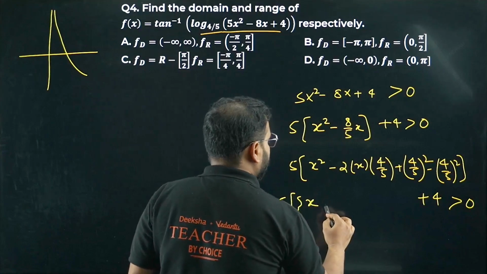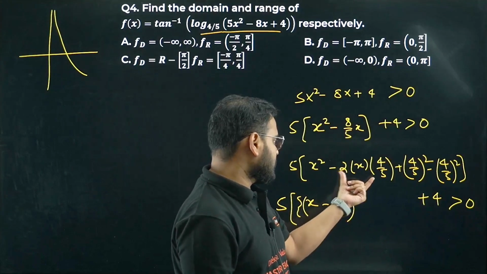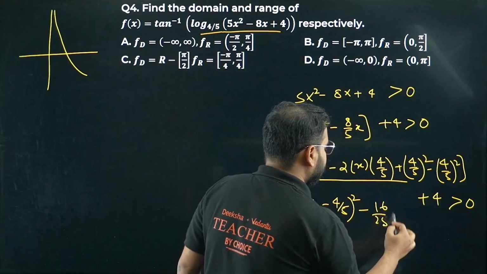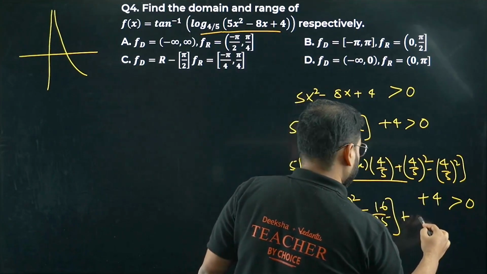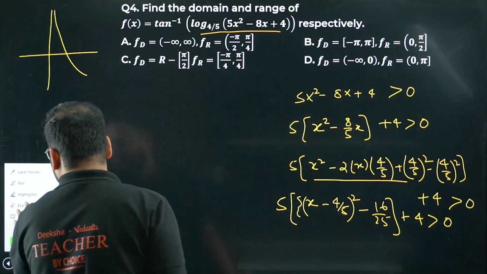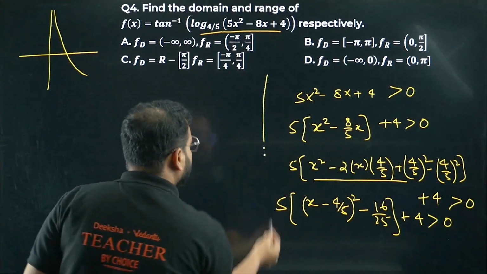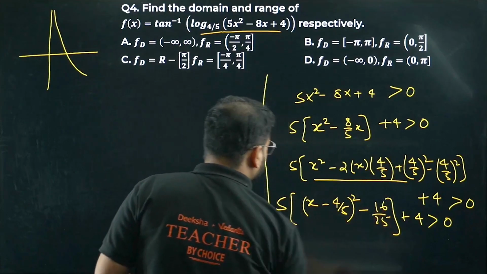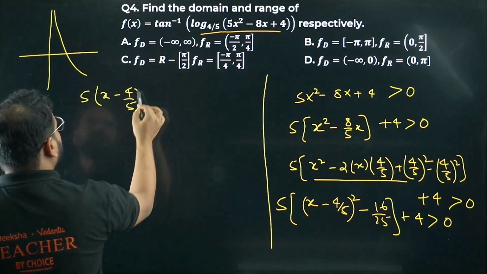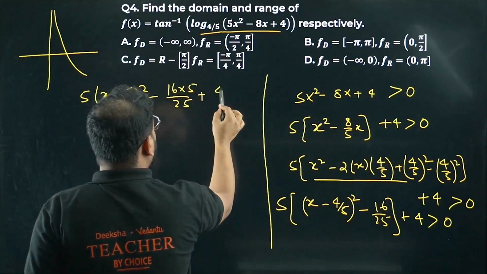I get here x minus 4 by 5 the whole square, the first three terms, the whole square, minus 16 by 25, close the bracket, plus 4 greater than 0. This is an extra bracket I have taken over here, I'll remove it. What else do I have? So I can solve from here. Take this part outside. It will become 5 times of x minus 4 by 5, the whole square, minus 16 into 5 by 25 plus 4 greater than 0.